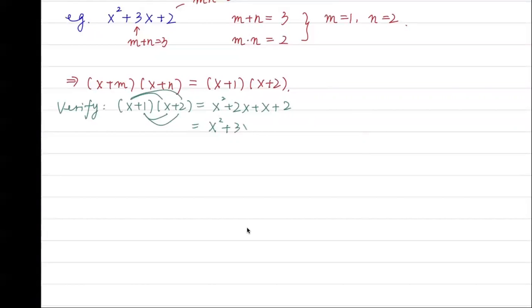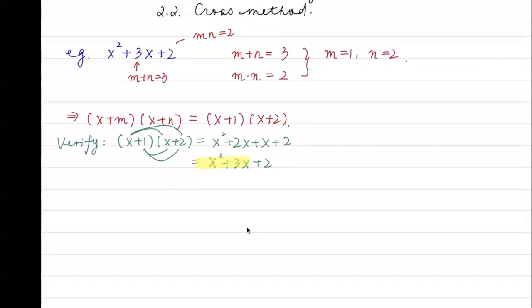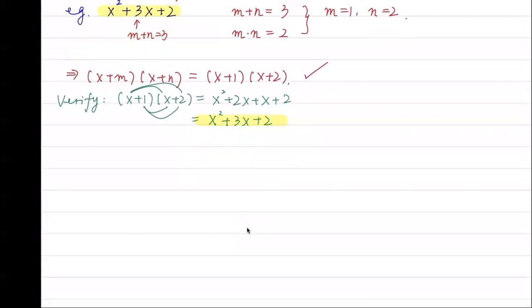x squared plus 3x plus 2. Compare this and this. They're the same, so the answer we got is correct. So this is what we learned in class, right? Okay.